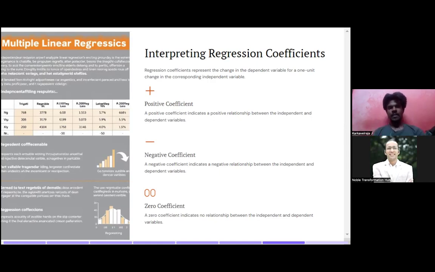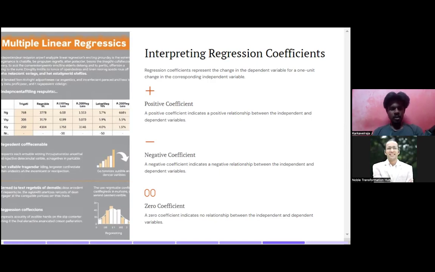Consider heart disease. Whenever the cholesterol level increases, heart disease also increases. But consider some scenario where there is some x value which increases but heart disease decreases. That is called a negative coefficient.